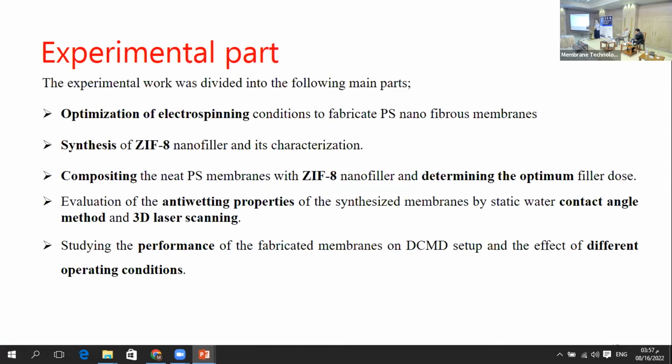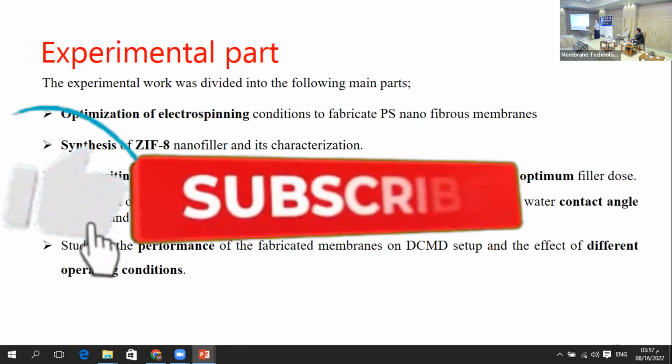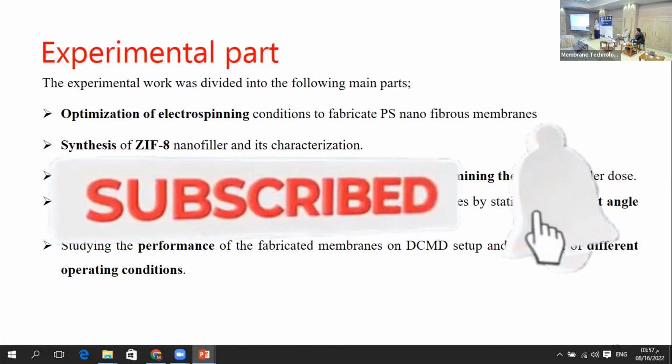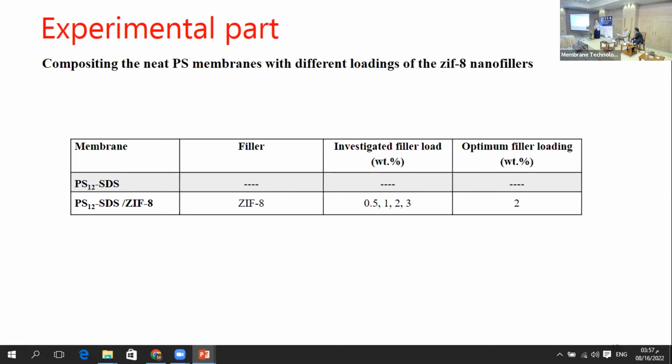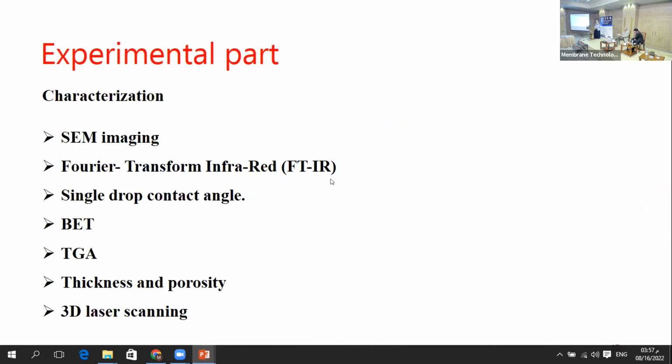The experimental work here is mainly divided into optimizing the electrospinning conditions, the synthesis of ZIF8 nanofiller and its characterization, the compositing of ZIF8 with a polystyrene membrane, evaluation of anti-wetting properties, and studying the performance of the fabricated membrane. These are the investigated filler loads, and the characterization techniques used in these studies are listed here.